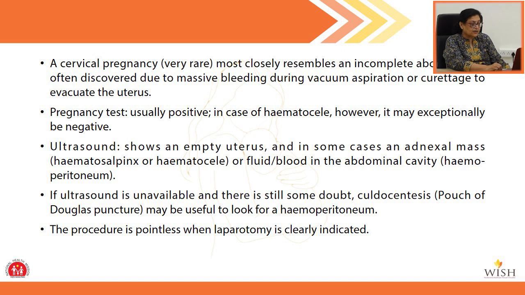If ultrasound is unavailable and there is still some doubt, you can do a culdocentesis. Culdocentesis is aspiration from the pouch of Douglas. If altered blood comes out, we know there is hemoperitoneum and this patient has most probably got a ruptured ectopic. The procedure is pointless, that is, culdocentesis need not be done if you've got a good ultrasound which shows a ruptured ectopic and you're going to plan a laparotomy anyway.